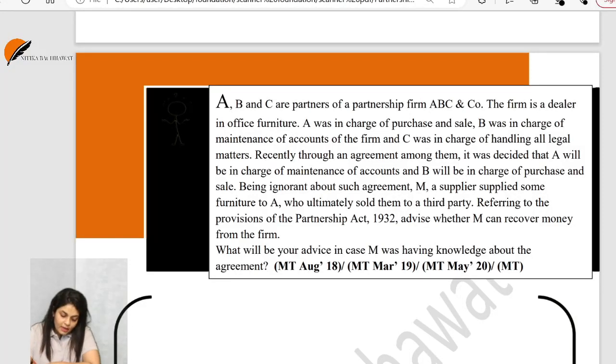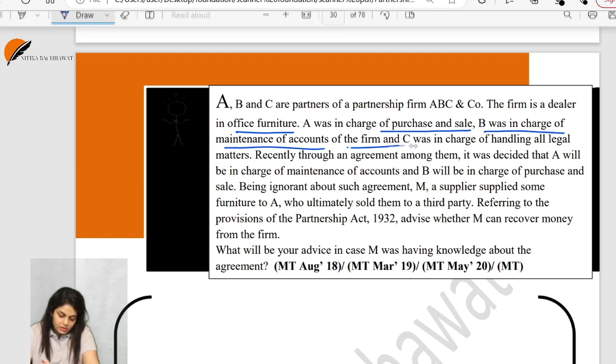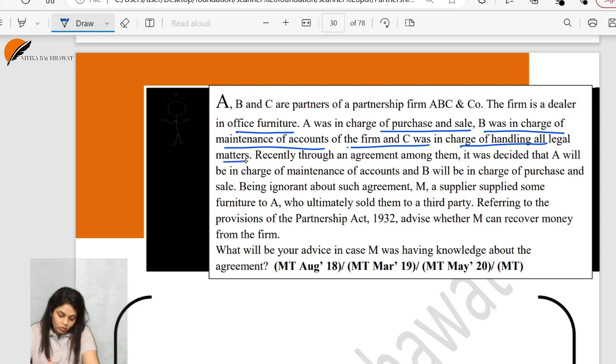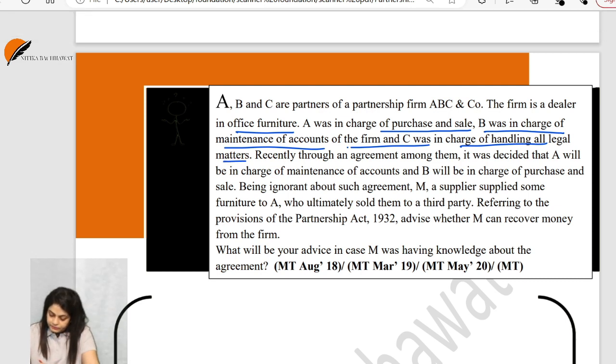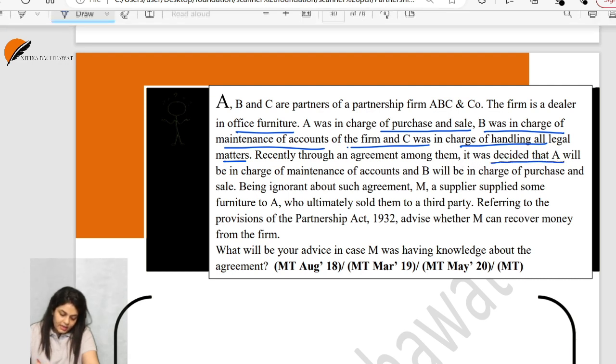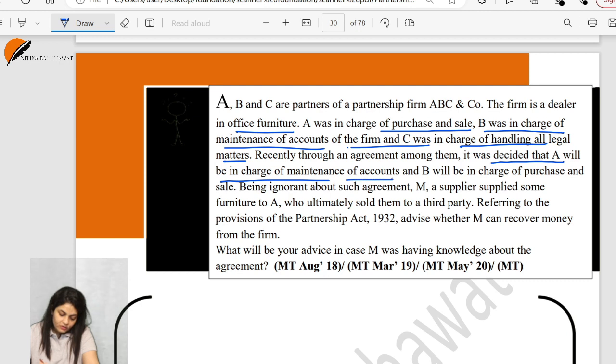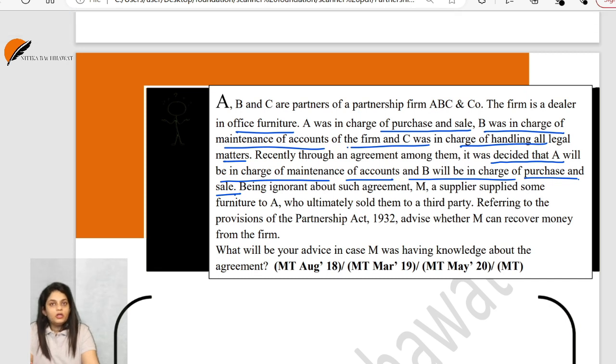A, B and C are partners of a firm. The firm is a dealer in office furniture. A was in charge of purchase and sale, B was in charge of maintenance of accounts, and C was in charge of handling all the legal matters. Recently, through an agreement among them, it was decided that A will be in charge of maintenance of accounts and B will be in charge of purchase and sale. Can the implied authority of a partner be extended, restricted, or changed?